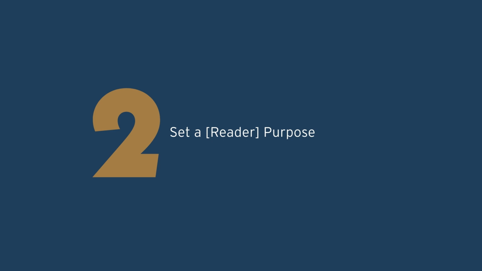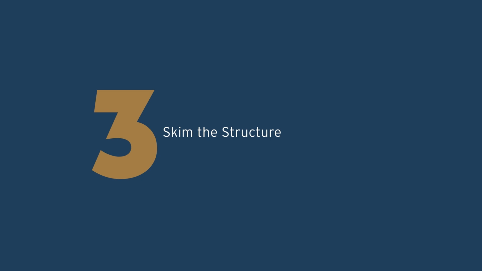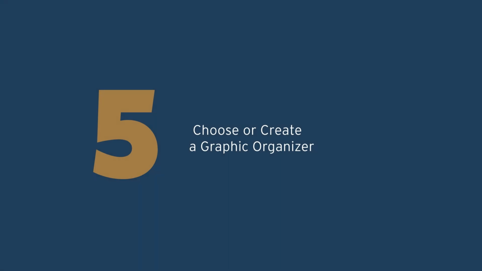3. Skim the structure. Look over headings, read the abstracts, write down keywords, and look at the references. Get a macro view, so a complete overview of what you're about to dive into before you start. 4. Predict. Based on the title and the abstract, ask yourself this: what might this text argue or explore? 5. Choose or create a graphic organizer. Start with a matrix, use a timeline or a flowchart, and this is especially useful for research-heavy or theory-dense texts.